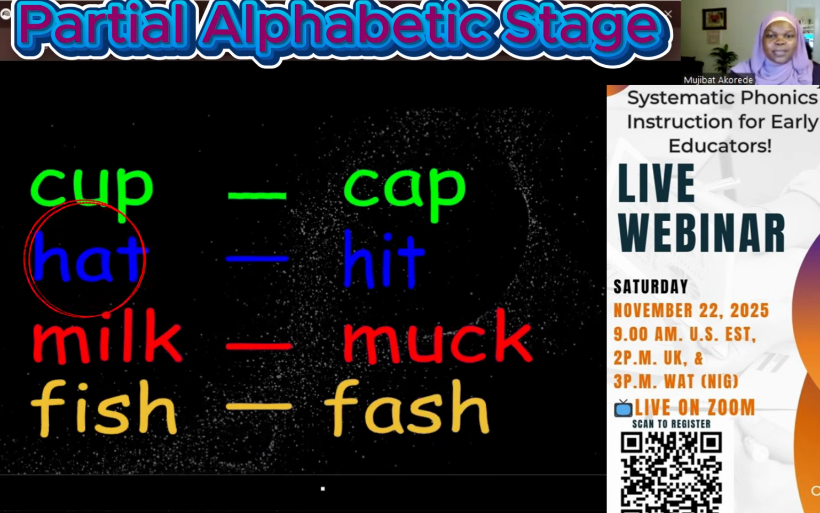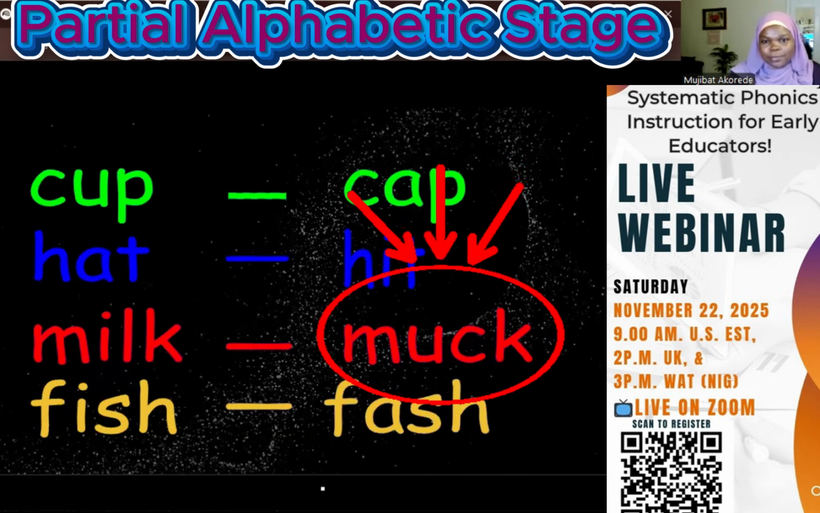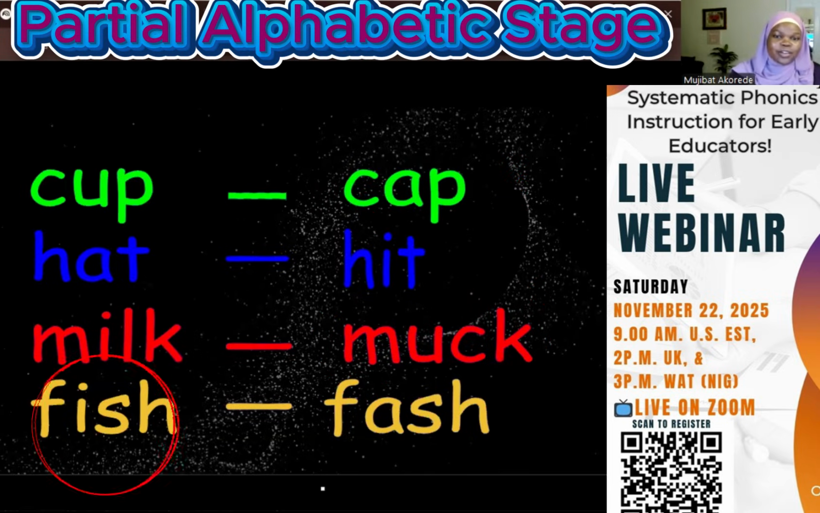When they see hat, they can call it hit. When they see milk, they can call it mark or make. When they see fish, they can call it fash or fosh. But they are sure of the initial and the final consonant.